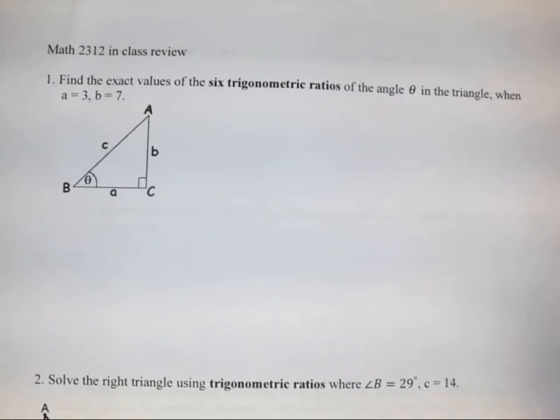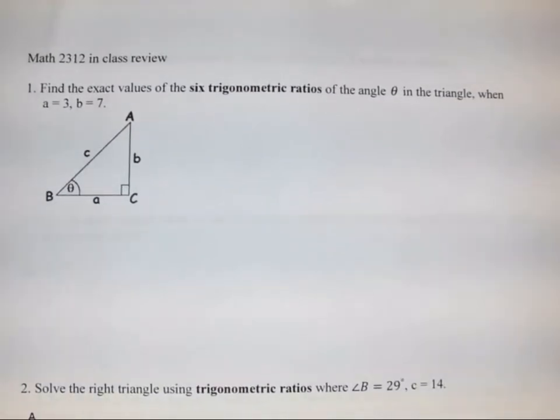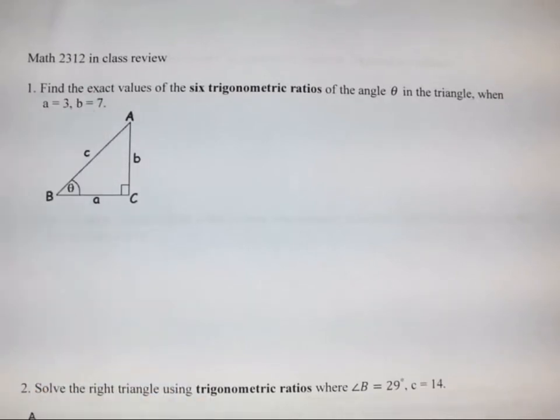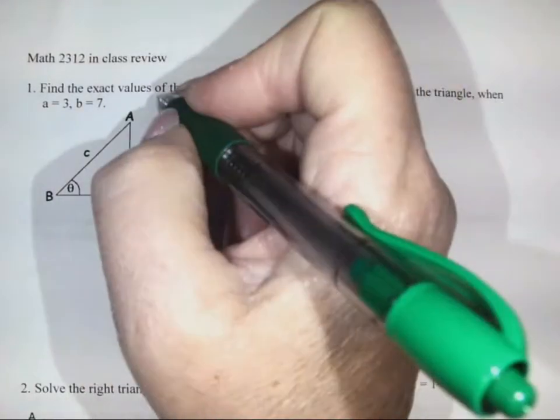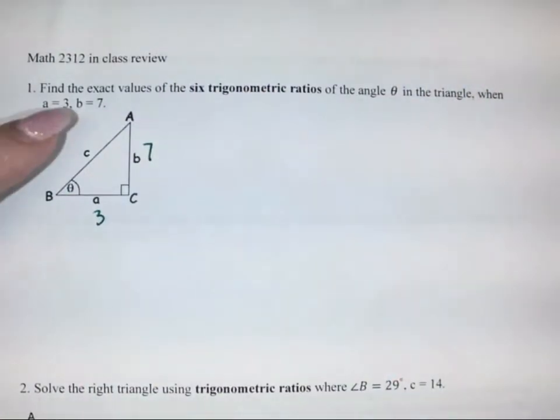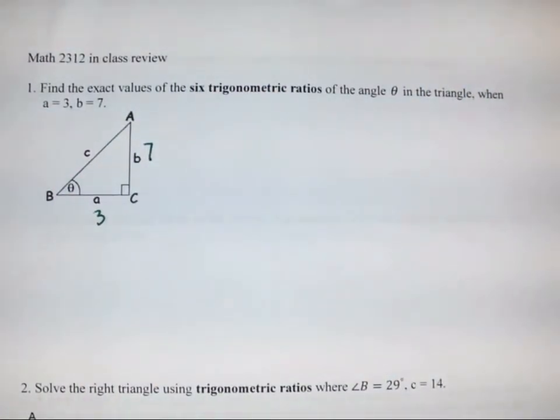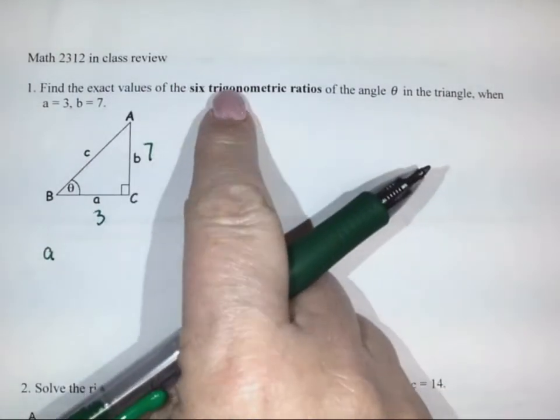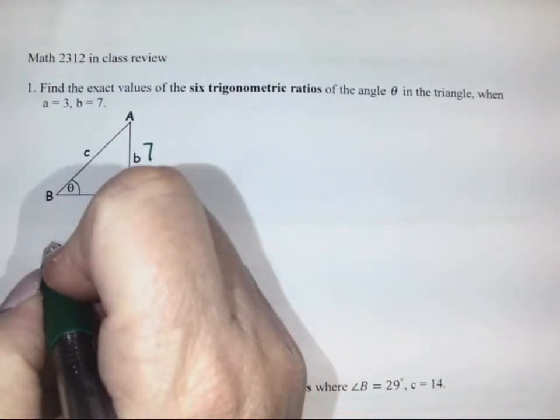All right, so first question, and I've kind of spread them out so I don't have to rewrite everything. We are going to find the exact values of the 6 trig ratios when A is equal to 3 and B is equal to 7. So we have to find our value of C. We can use our Pythagorean Theorem because we've got to find all of those trig ratios.